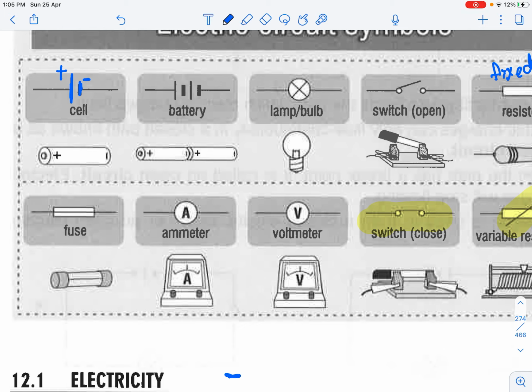Do take note that for the connection, there is also a positive and negative terminal for the voltmeter and ammeter, where the positive terminal must always be connected to the positive end of the battery, and the negative terminal should always be connected to the negative end of the battery, and vice versa. So this one, do take note. It's also a good habit to indicate on the diagram which is the positive and which is the negative terminal.